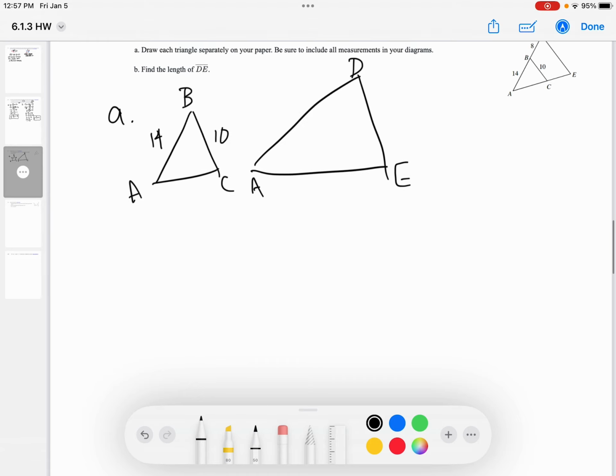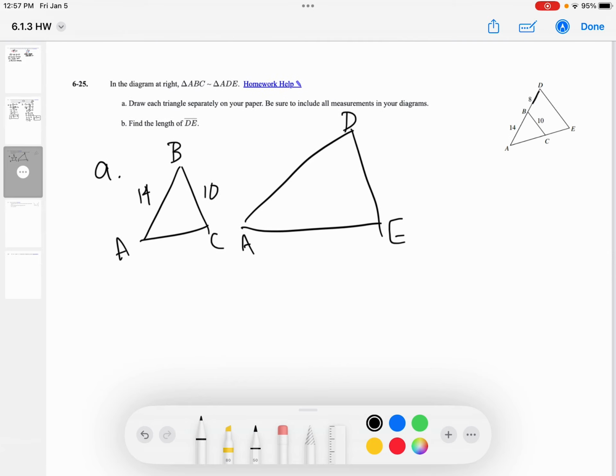Let's see, what is AD here? Well, it's these two things together, so it's 8 plus 14, which is 22. And that's all the measurements that we have. And they want us to find the length of side DE here.